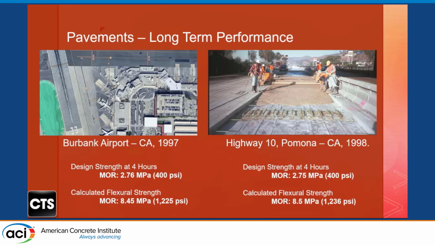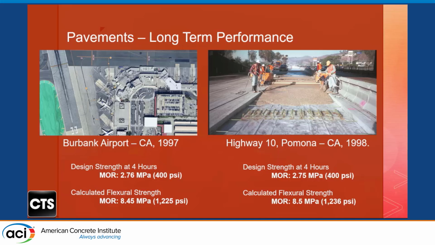I had the opportunity last year to be involved in 2 forensic projects, the Highway 10 in Pomona and the Burbank Airport, one built in 1998, the other one built in 1997. We were able to get in, take a lot of specimens, cores, slabs, and do a very detailed forensic analysis. I'm only putting their strengths just for reference purposes. There's a couple of papers in editing process about it, but we will be able to share that.